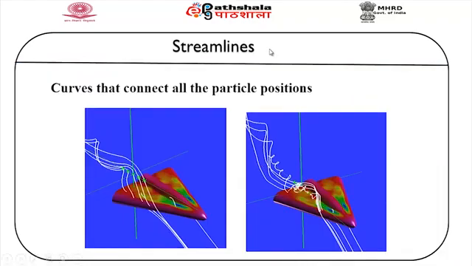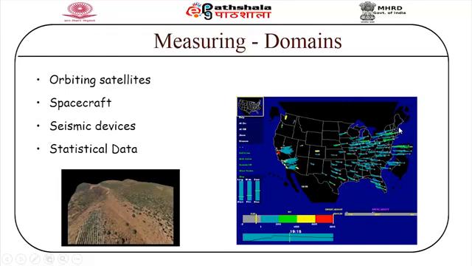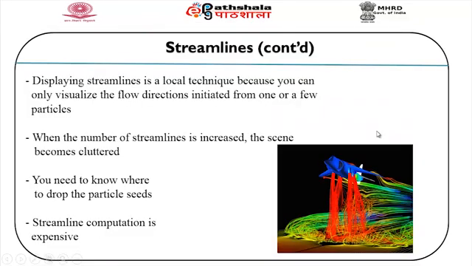Then there is another kind of application called streamlines, wherein the curves that connect all the particle positions are shown in the form of a visual structure. These are a local technique, because we can only visualize the flow directions initiated from one or a few particles. When the number of streamlines is increased, the scene becomes more cluttered. If you look at the visual, you can see that as the number of streamlines increases, the entire visual structure becomes more cluttered. The computation is also highly expensive, and the number of computations that need to be performed is very high in this case.